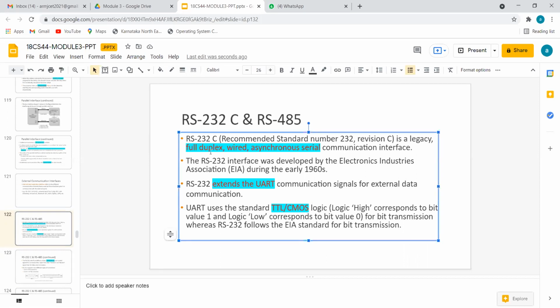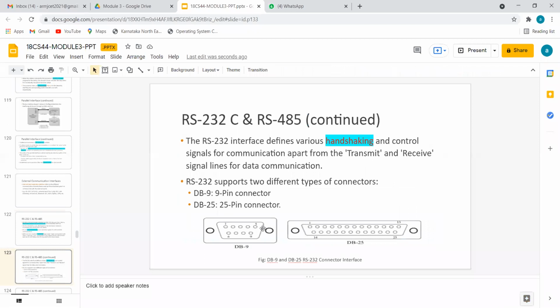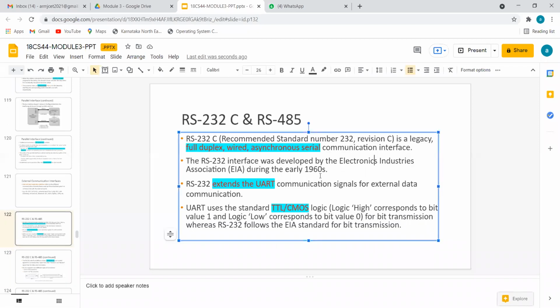Let's take one by one. It's full duplex. That means what? Between source and destination, at a time anybody can send, anybody can receive. So if you take up a wire, the data will transmit to and from in both directions. And second thing, it's asynchronous. If it's asynchronous, definitely there won't be any clock signal. It was developed by the EIA, Electronic Industries Association, in the 1960s.